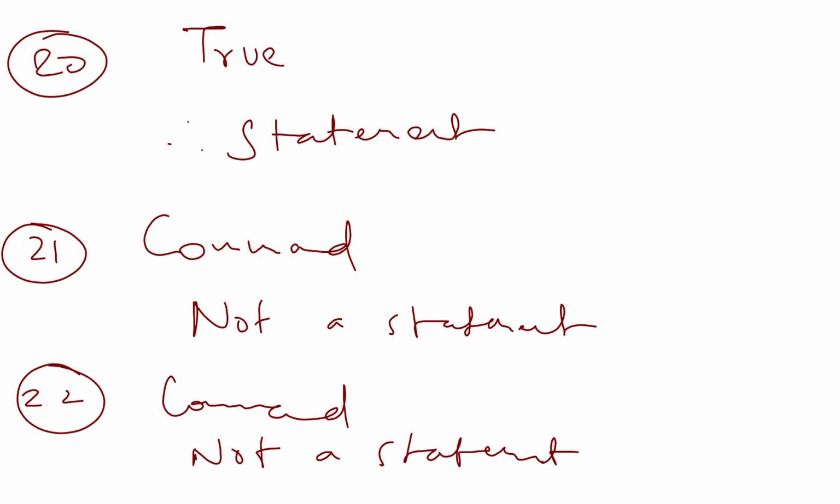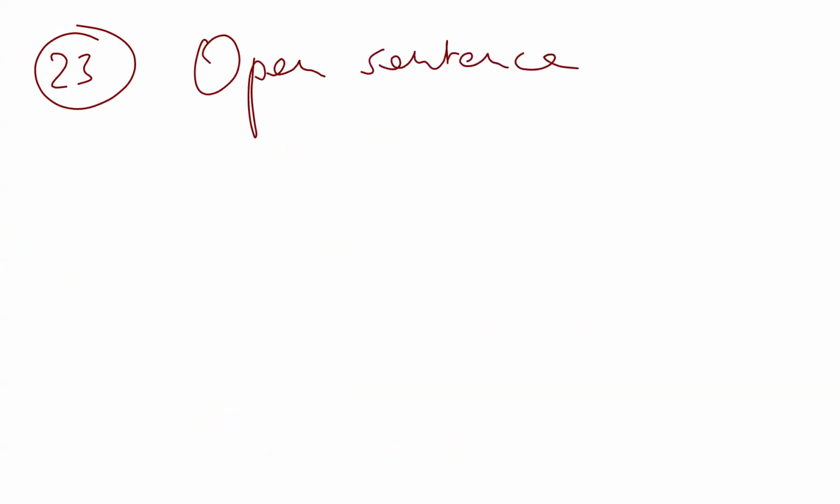Question number 23. It may rain today. So we don't know definitely for sure whether it will rain or not. There is no answer true or false to this. So this is an open sentence. Hence it is not a statement.